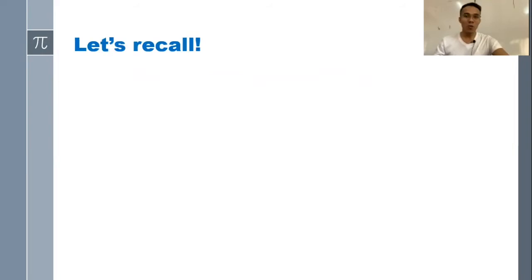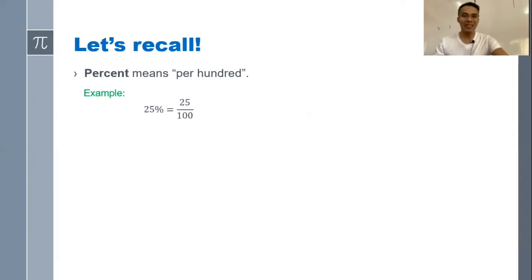So let's start with a review. Let's recall. Recall that percent means per 100. You have to understand the word percent. It's per 100. For example, if I have 25%, that is the same as 25 per 100 or 25 over 100. And since 25 over 100 can still be simplified, then we have to simplify it further. 25 and 100 are both divisible by 25. So we can divide the numerator by 25 and divide the denominator by 25 also. So we get 1 over 4. In other words, 25% is just 1/4.